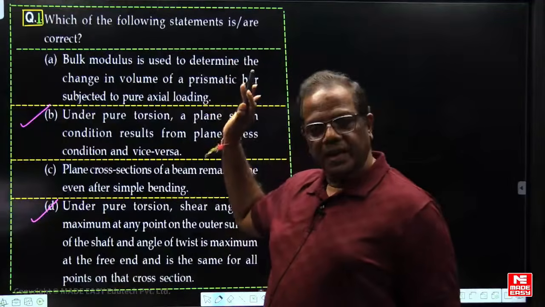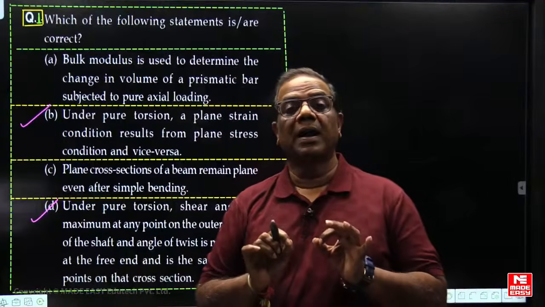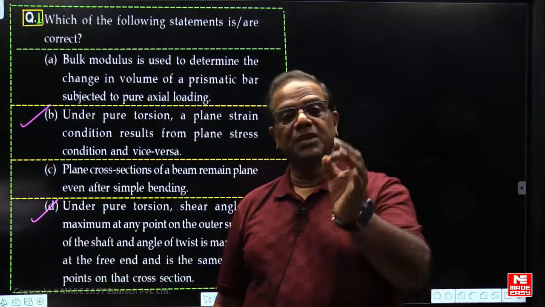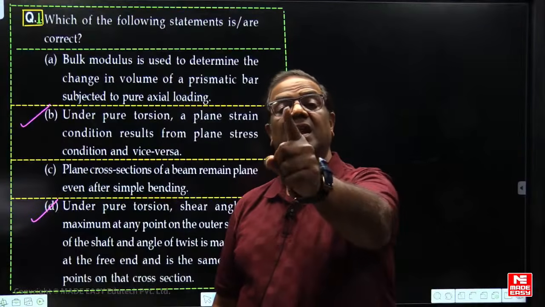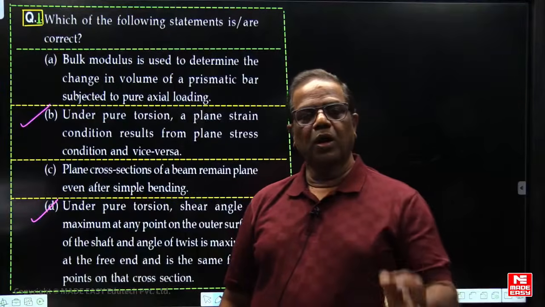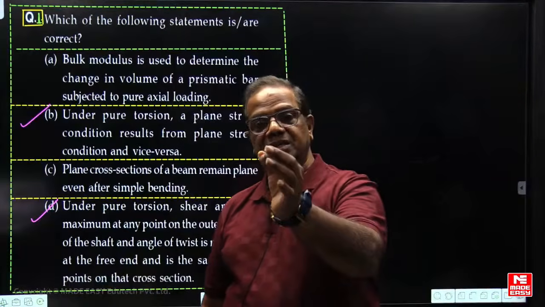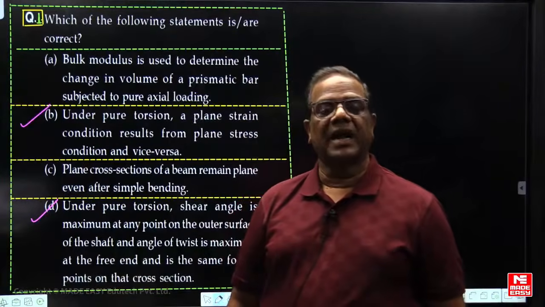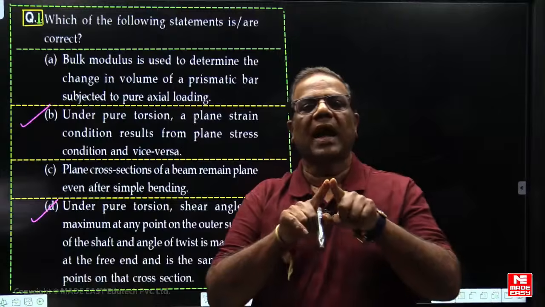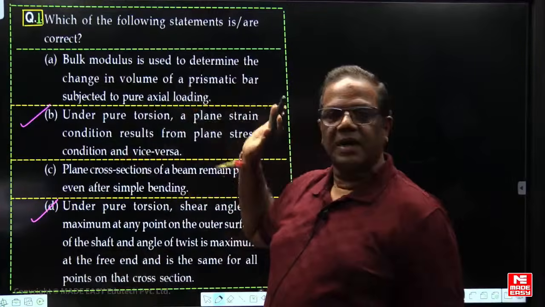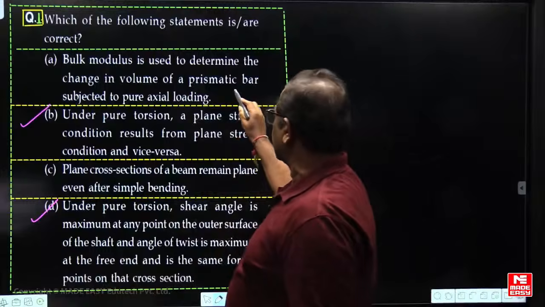The first statement is incorrect. Why? Bulk modulus is used to determine the change in volume or volumetric strain under hydrostatic state of stress. But under pure axial loading, you get a uniaxial state. One student has selected A, so this is incorrect.